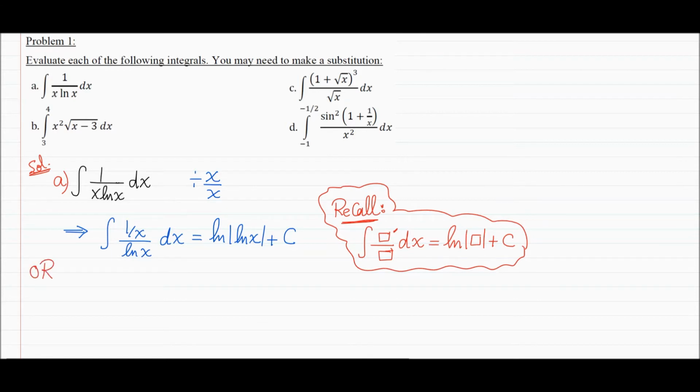And if you need to solve this problem using substitution, how can I select the function to be used in the substitution? Here in this problem, you find that you have ln and 1 over x. And for sure you know that 1 over x is the derivative of ln x. So by making that, let u equal ln x, and then du equals 1 over x dx.